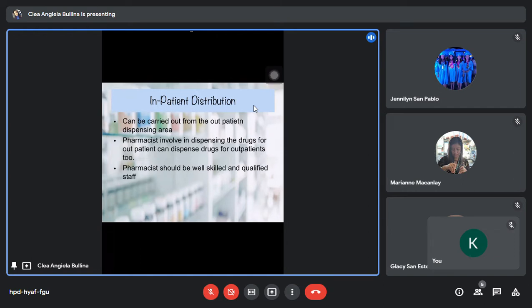Okay, so the pharmacist employed for drug distribution to the inpatient wards should be well-skilled and qualified staff. Okay, kasi you are going to meet the patients directly. You are going to see them. Tapos you distribute drugs, okay, doon sa bedside nila. So, that is why meron ka talaga dapat communication skills, dapat pleasing personality mo. Dapat well-skilled ka and also at the same time qualified ka to be in that position.